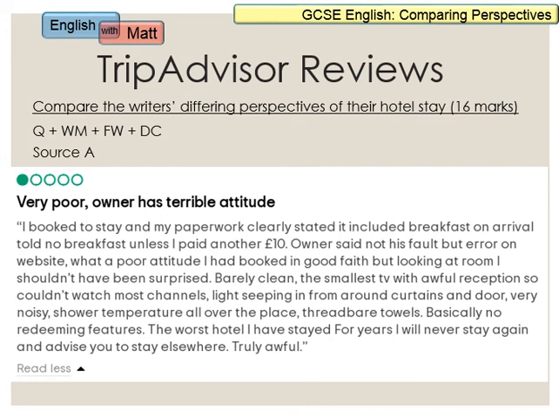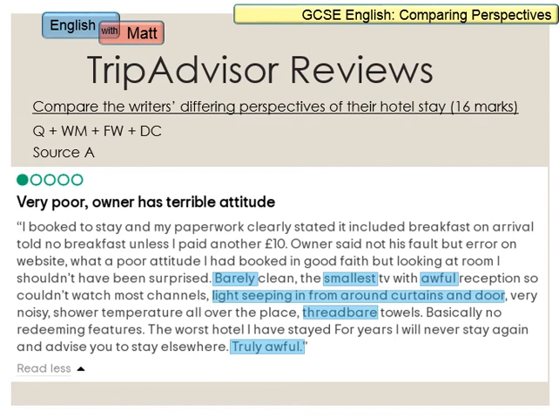So for Q, we need to identify the quotes, and I highlighted these. Words like barely, smallest, awful, truly awful at the bottom, threadbare, and he says that the light was seeping in from around the curtains and the door. There are other things as well, but we can't quote everything. I want to be selective. So for Q, we have highlighted things that we would talk about to prove that the writer's perspective or attitude of this hotel isn't particularly great.